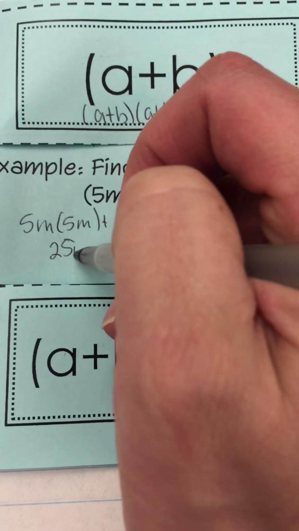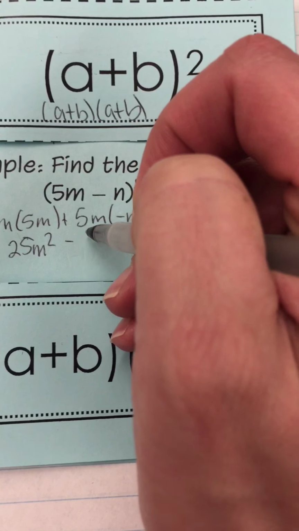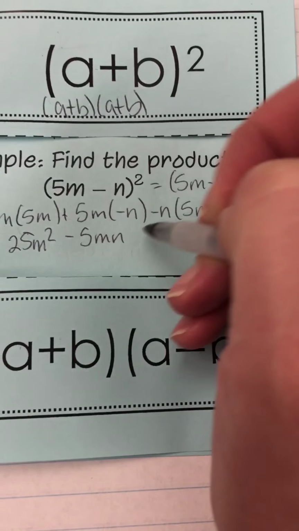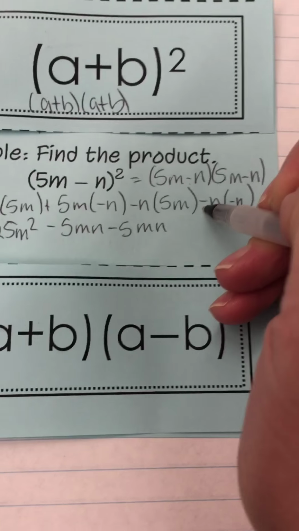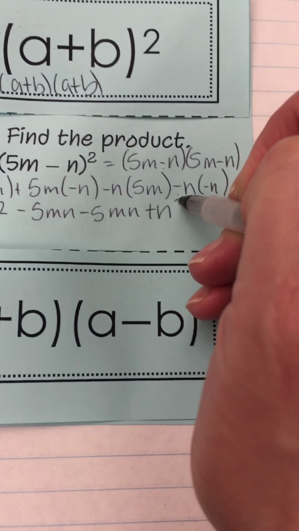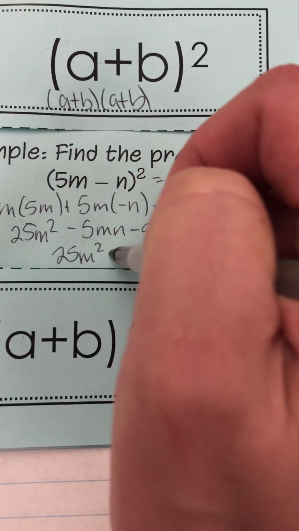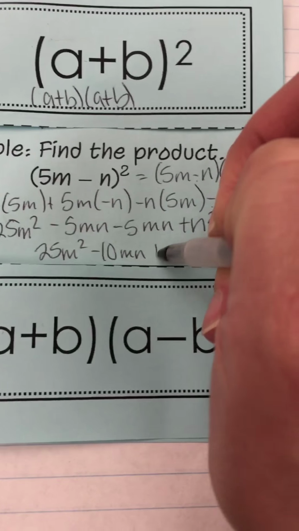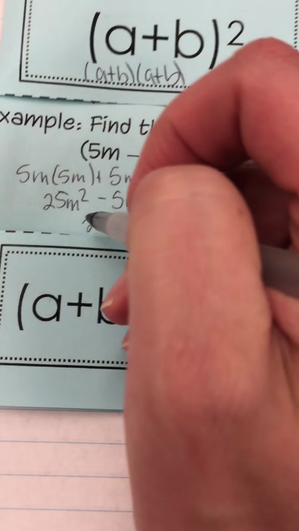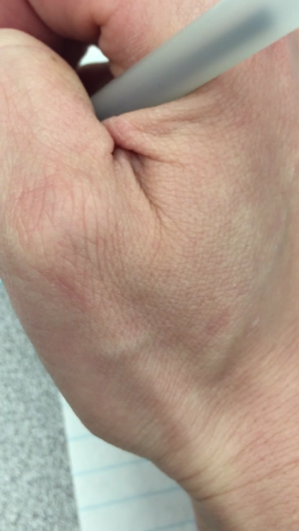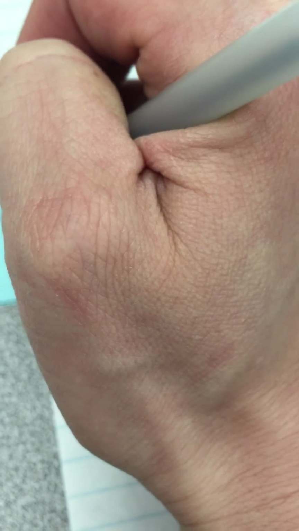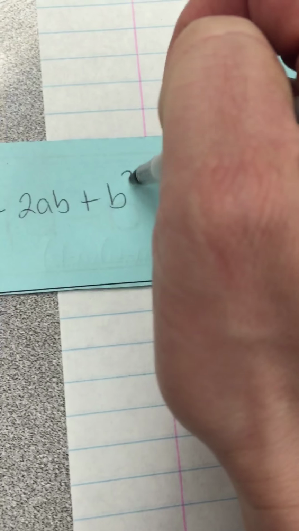This gets me 25m squared minus 5mn minus 5mn, and then negative n times negative n is positive n squared. If I combine like terms, I have 25m squared minus 10mn plus n squared. Very similar to the one above, except the center term is negative. So the generic form for this one is a squared minus 2ab plus b squared.